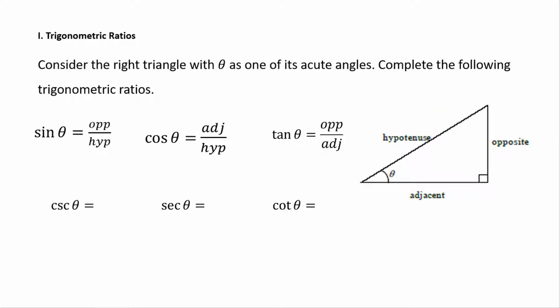Sine, cosine, and tangent all have reciprocal identities. So for each of those, we use the reciprocal identity to get the ratio definition. Cosecant theta is hypotenuse over opposite. Secant theta is hypotenuse over adjacent. And cotangent theta is adjacent over opposite. Use whatever mnemonic device works for you so that you know these by heart.